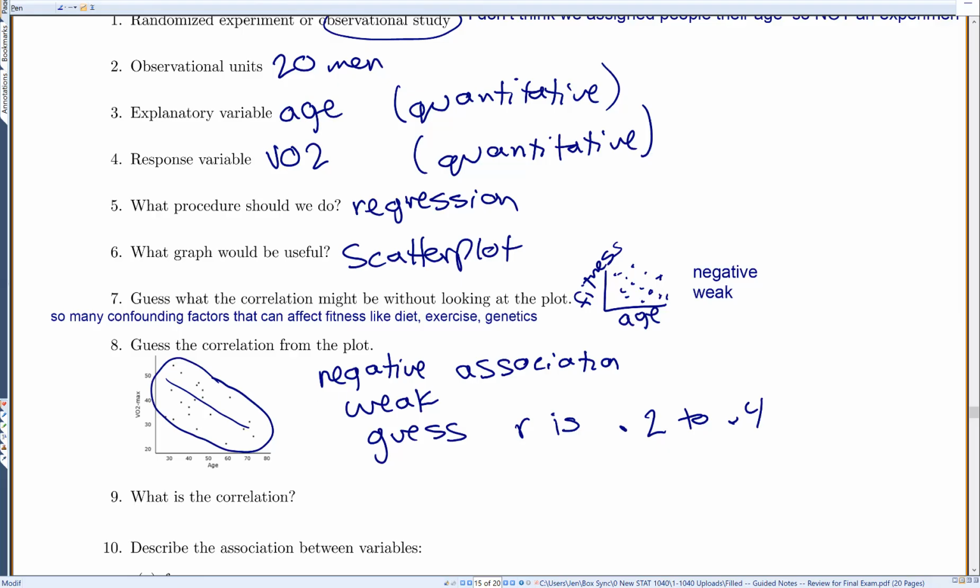To guess my correlation, I was guessing it's negative. I think it's pretty weak, so I'm guessing from 0.2 to 0.4. To actually find the correlation, I didn't have it printed on here without it scrolling down quite a bit. So let's show you how to do it in the applet.